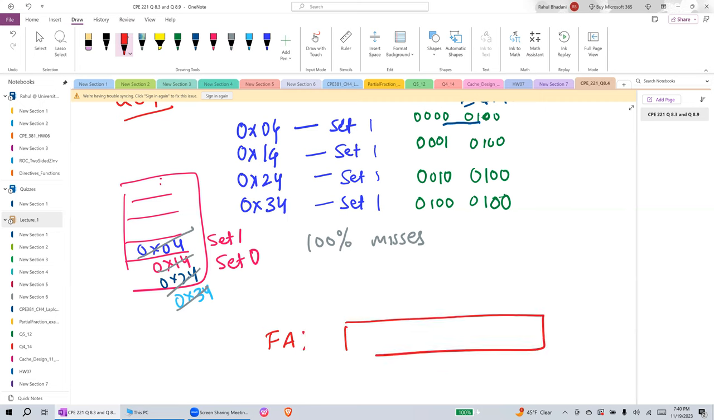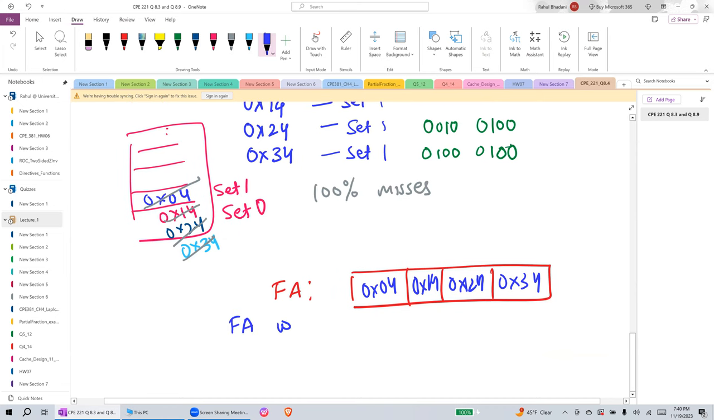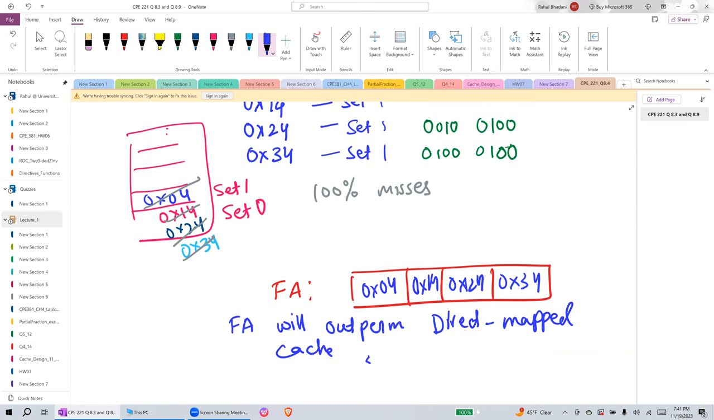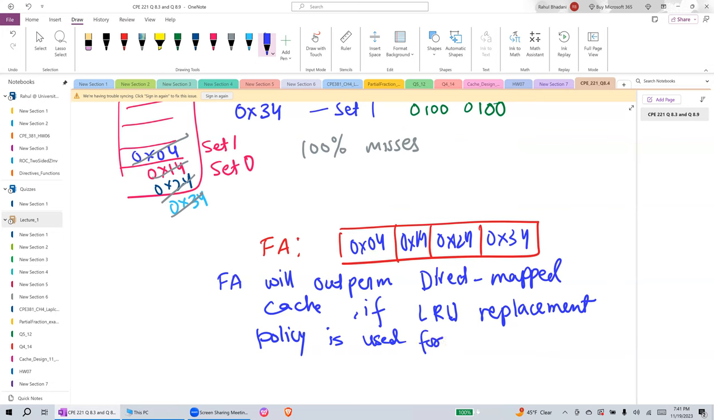But in fully associative, since all of them can go anywhere, it could go to 0x04 here, then 0x14, 0x24, 0x34. And then after that, there will be no misses. So see, there is a difference. In this case, fully associative will outperform direct mapped cache if LRU replacement policy is used for the fully associative cache.